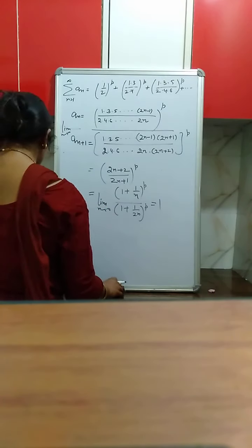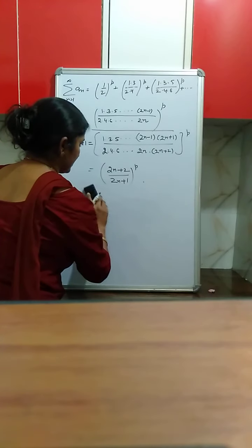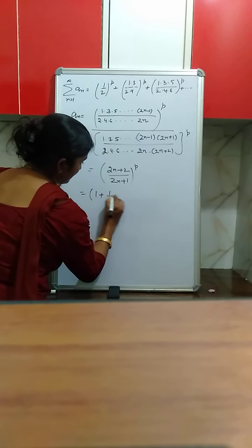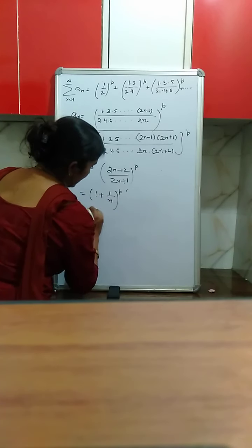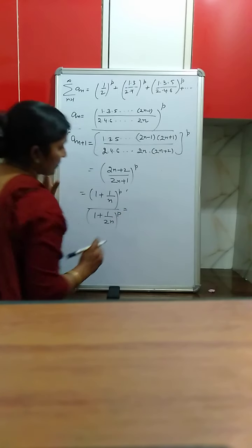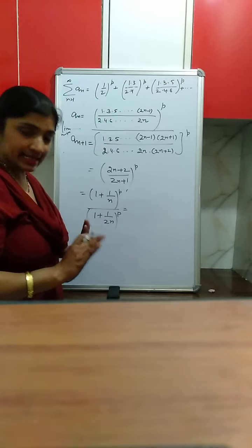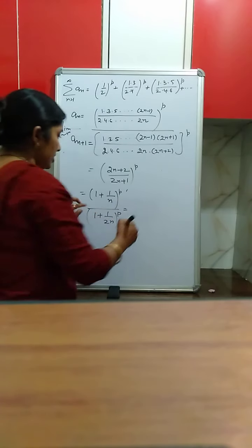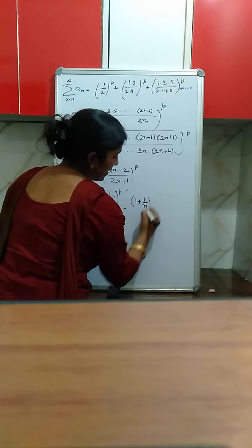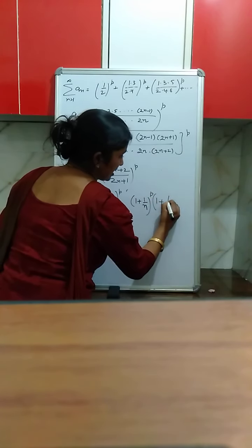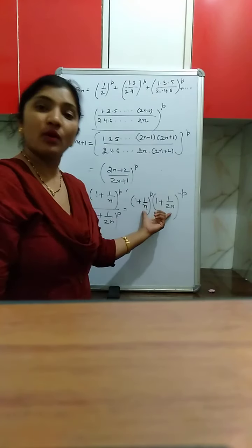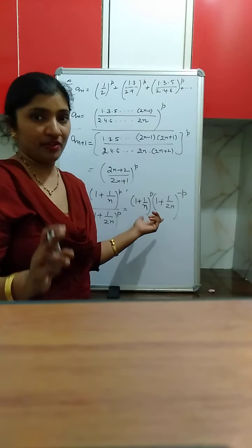Okay, what we do in the Gauss test is that from here it was (1 plus 1 by n) raised to the power p and (1 plus 1 by 2n) raised to the power p. So we leave the numerator as it is and put the denominator in the numerator by taking the power minus p. So it is (1 plus 1 by n) raised to the power p and (1 plus 1 by 2n) raised to the power minus p. Now we expand both of these expressions with the help of the binomial theorem.